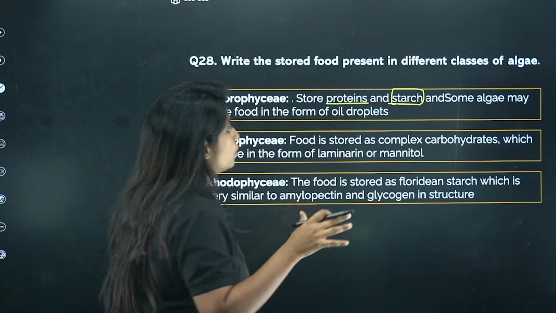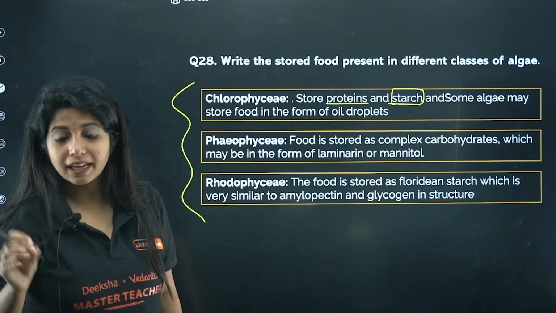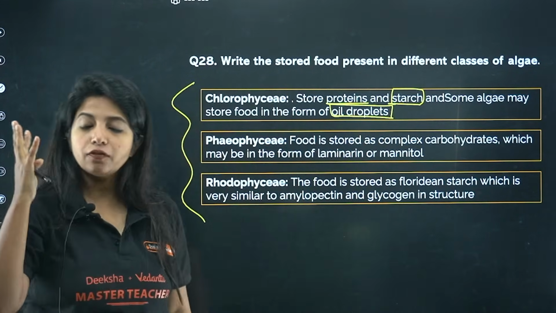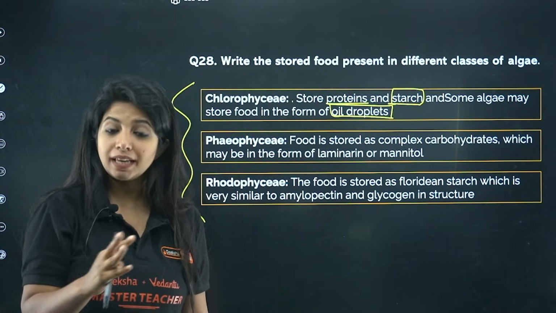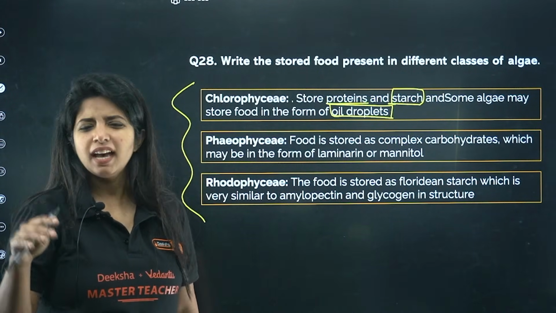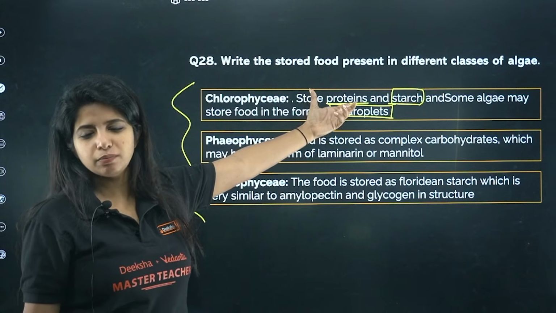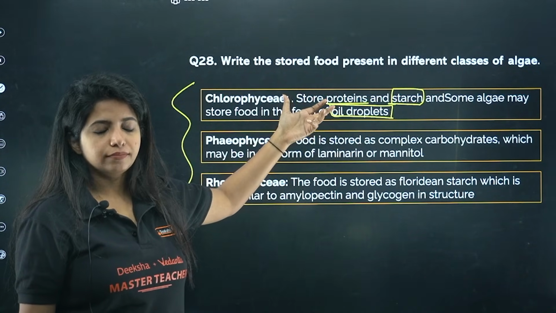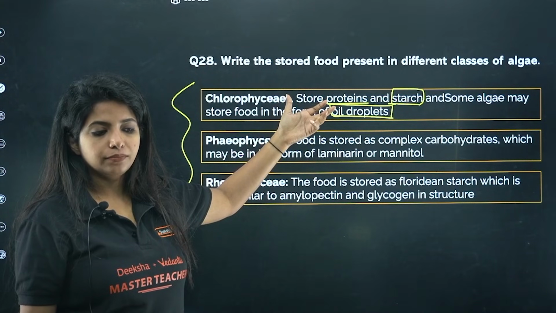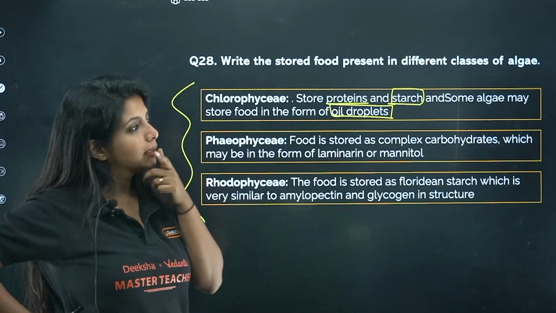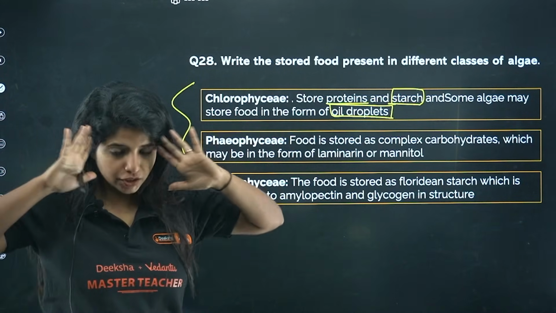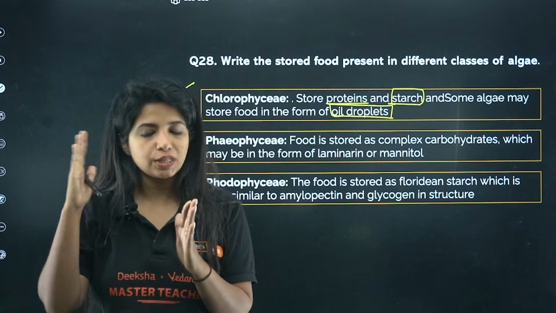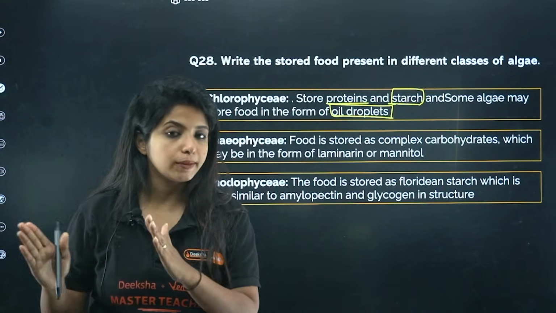The food is stored in the form of starch. And in some algae, it may store food in the form of oil droplets also. So, basically 3 things. It can store things in the form of starch. In some of them, they store in the form of oil droplets, and mostly they store protein. Okay, anyways, let's just leave it, otherwise it will take too much of your time. So in Chlorophyceae, the food is stored in the form of starch, and in some it is stored in the form of oil droplets. Just remember that.